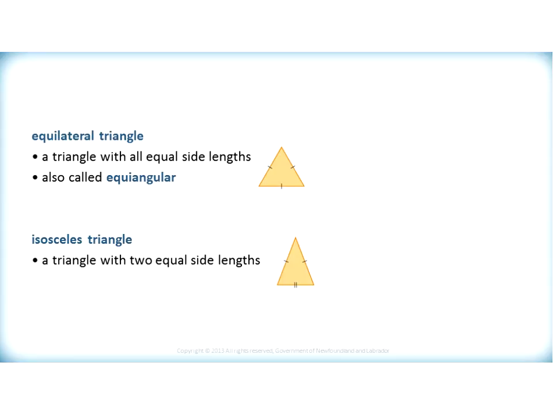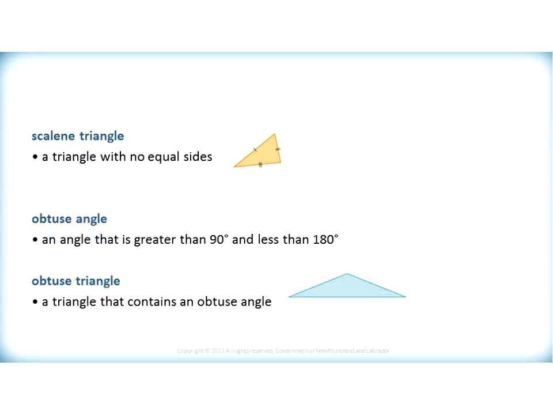An isosceles triangle has exactly two equal side lengths. So if it has three, it's equilateral or equiangular. If it only has two side lengths equal, it's called isosceles. And the third type of triangle would be a scalene triangle, and that's a triangle with no sides equal.